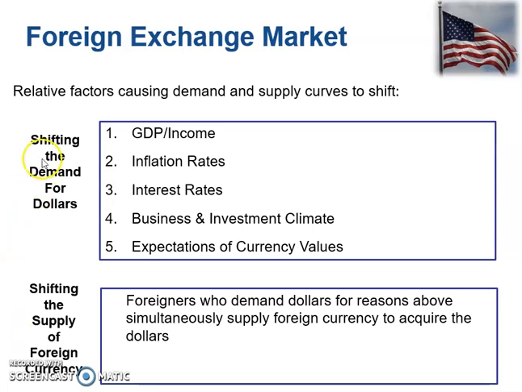Now let's talk about the relative factors that cause demand and supply curves to shift. So far, we've looked at how demand and supply remain static in our model. That is, they don't shift. And exchange rates adjust to bring about an equilibrium value.